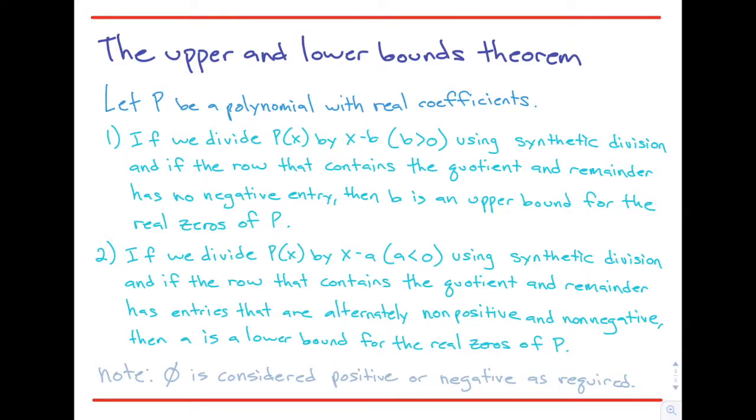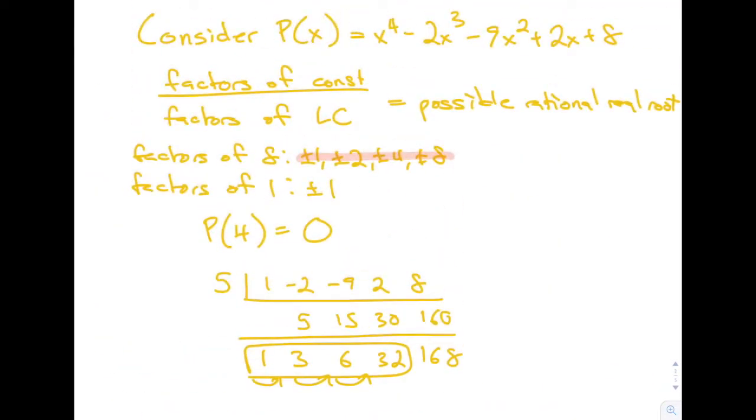Let p be a polynomial with real coefficients. If we divide p of x by x minus b, for b greater than 0, using synthetic division, and if the row that contains the quotient and remainder has no negative entry, then b is an upper bound for the real zeros of p. Just to flip back up, in this case, our bottom row, which contains the quotient, and in red here, the remainder, all of those terms are positive. So 5 is an upper bound of the real roots of p.